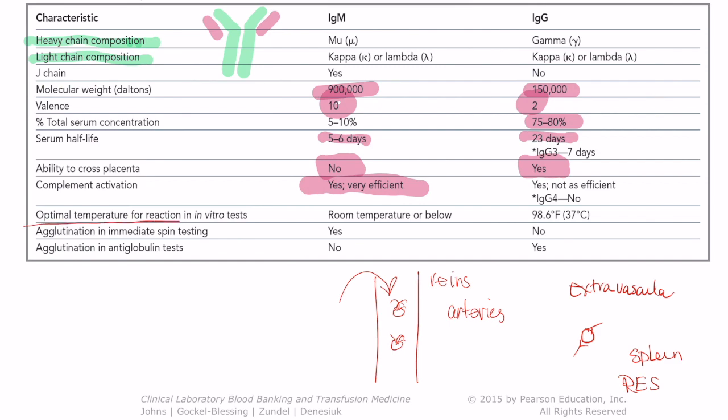Okay. Optimal temperatures. This is also important right here. This is room temperature, and this is 37. All right. Agglutination and immediate spin. Yes. No. IgM, agglutination at the antiglobulin test, and that's what we'll learn more about. No, but we will with IgG. Okay.